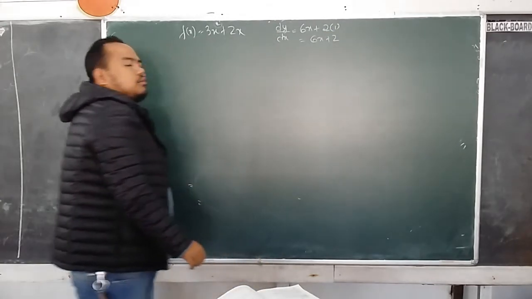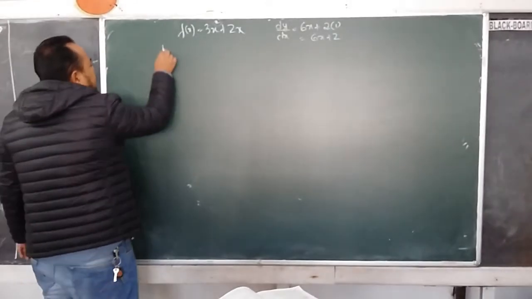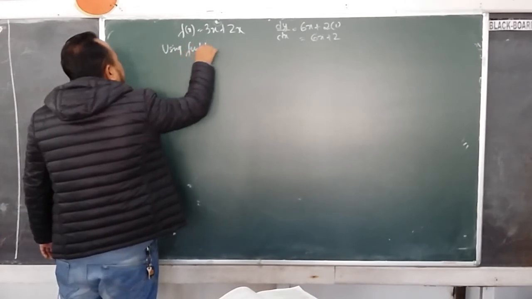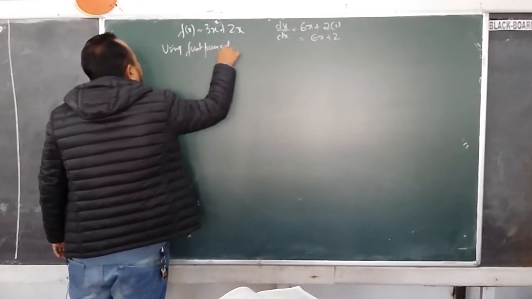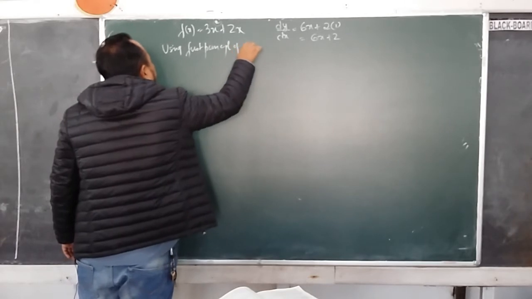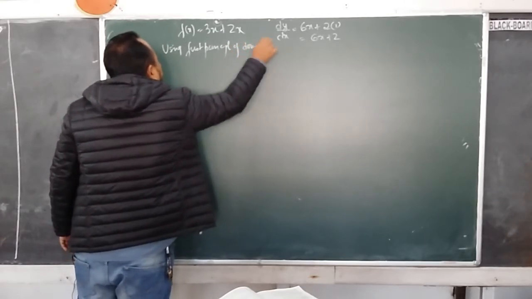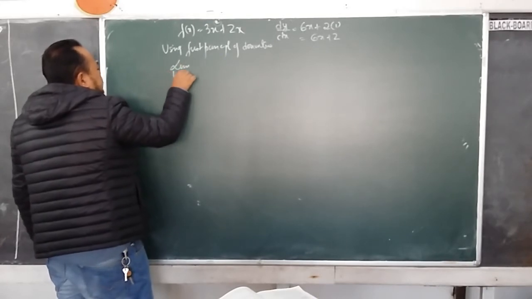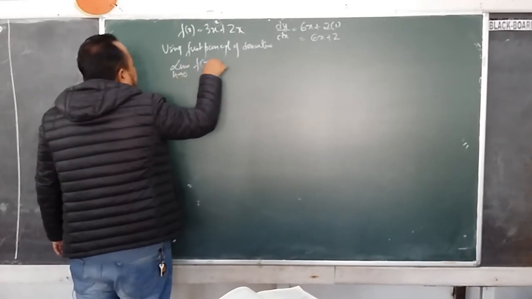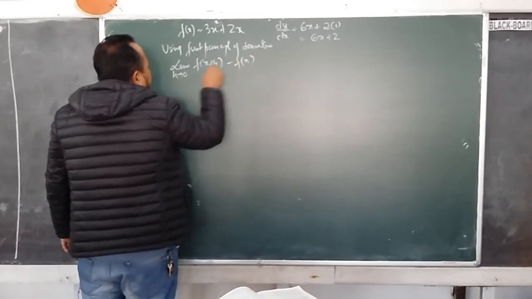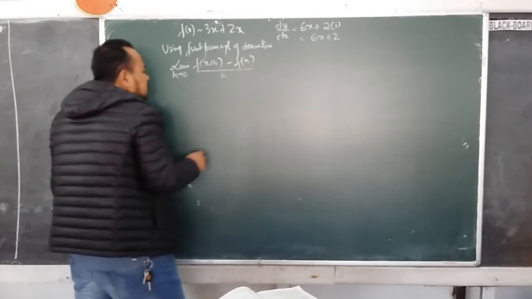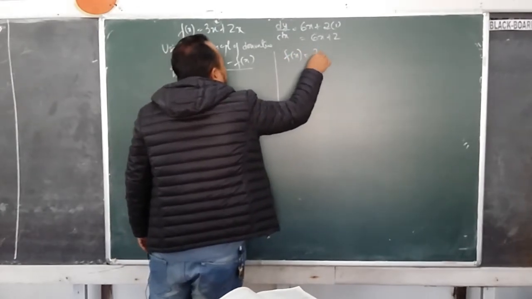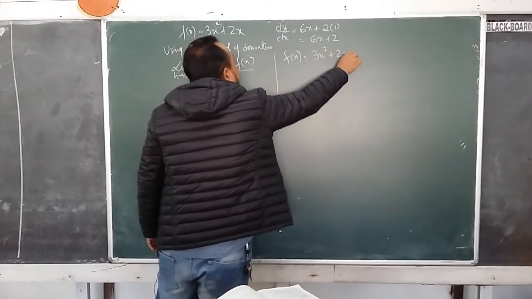So this is what I am supposed to get. Because the question precisely says using first principle of derivative, what is the formula? Limit h tends to 0, f of x plus h minus f of x divided by h. So what is f(x)? Tell me. f(x) is 3x square plus 2x.